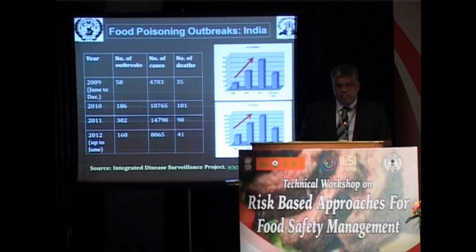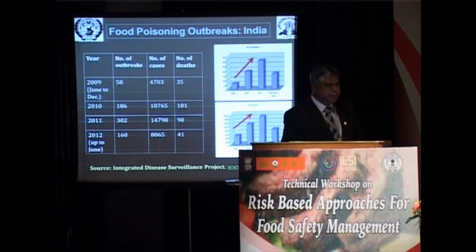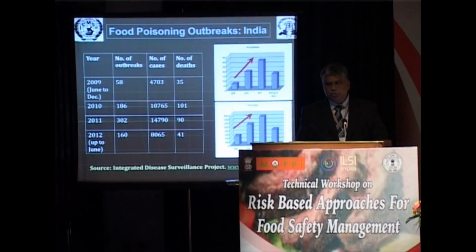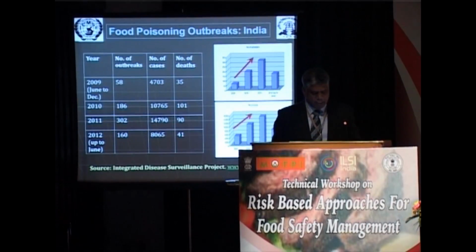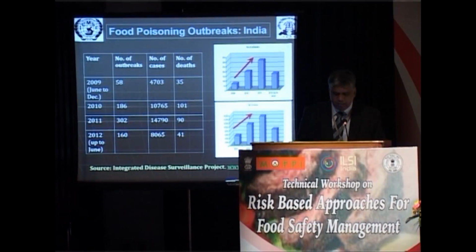In India, we recently started the Integrated Disease Surveillance Program in June 2009, in which several diseases are covered under this active surveillance program, and food poisoning is one of them. You can see from these figures that there is a sharp increase in the number of reported food poisoning cases from 2010 onwards, and in the first half of 2012, we have a large number of outbreaks.